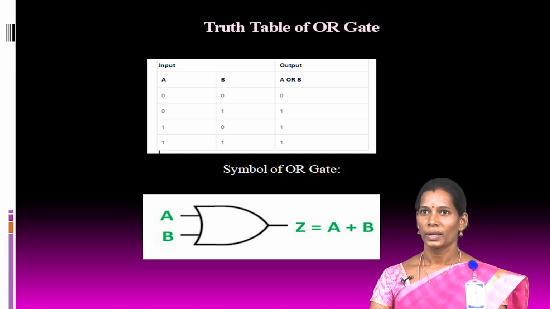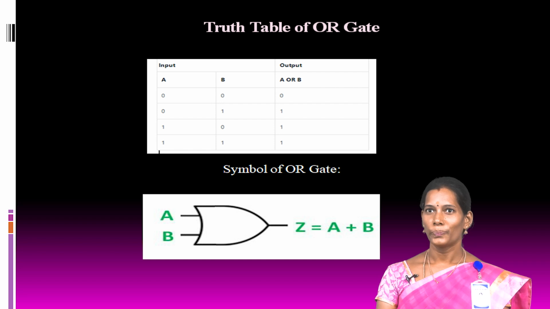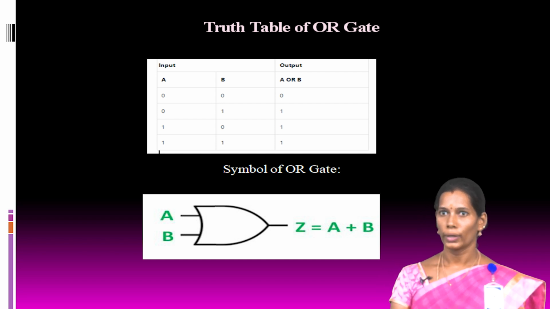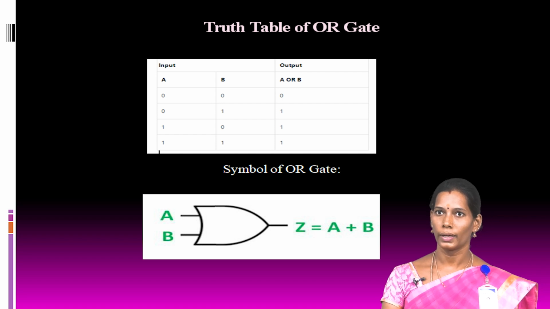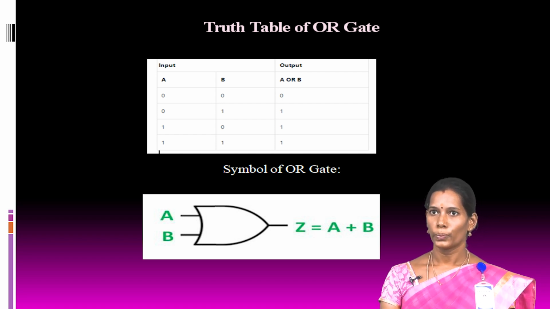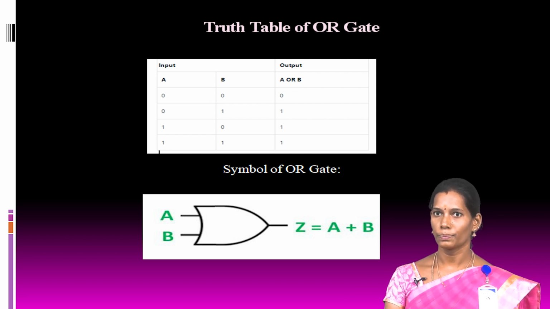Symbol of OR gate. The logic symbol of the two input OR gate is shown in the following figure. For example, a logic gate with inputs A and B produces the output Z equal to A plus B.